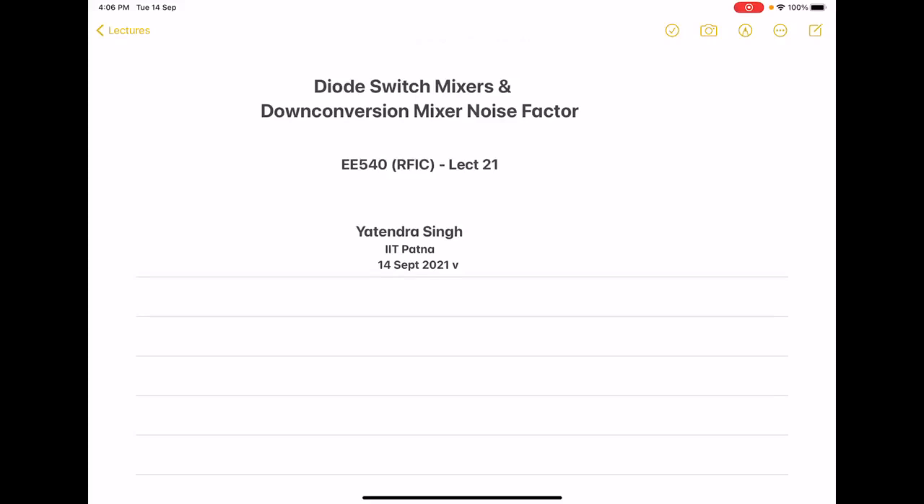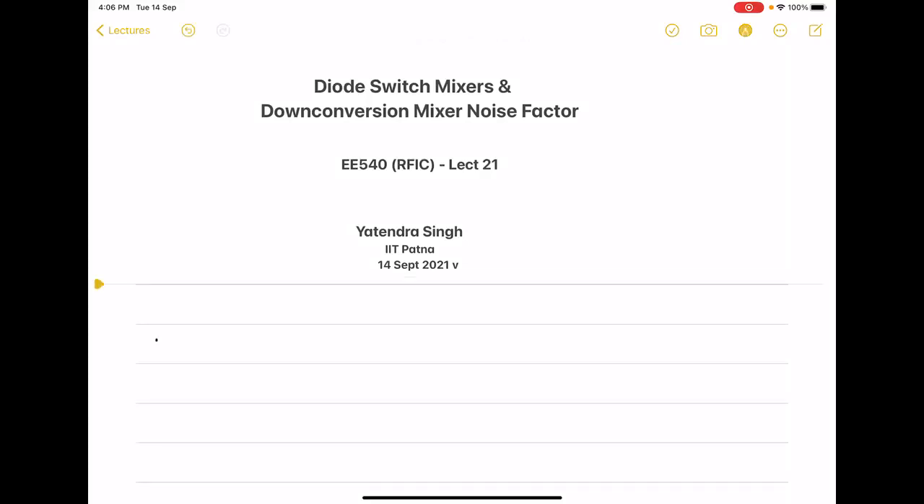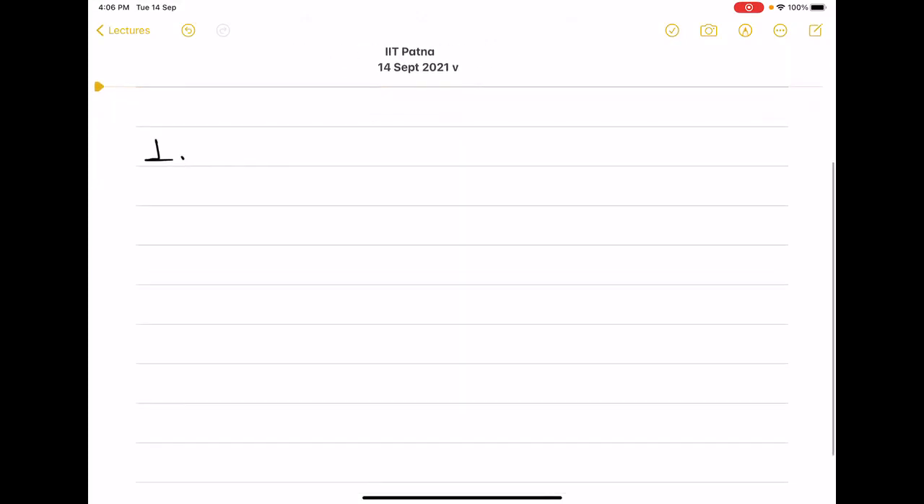For these diode switch mixers, we will consider two circuits, and these circuits are of course going to be passive because we know that diodes do not have amplifying capability. So first we will talk about the single balanced diode mixer.